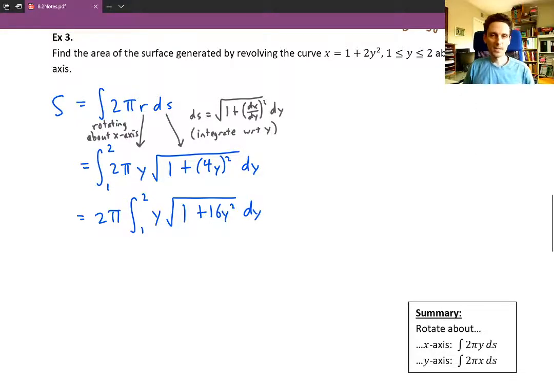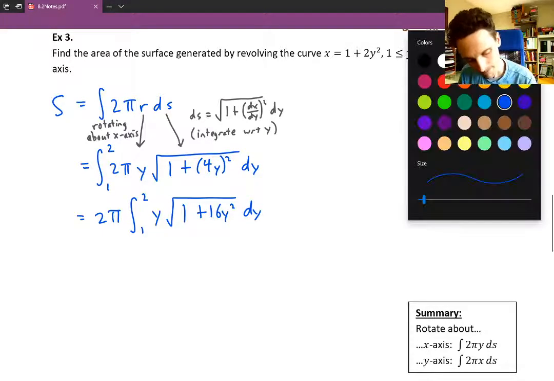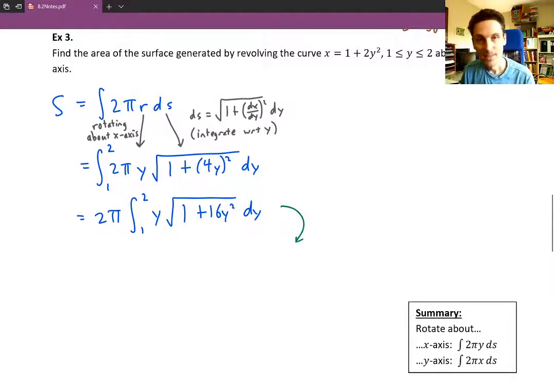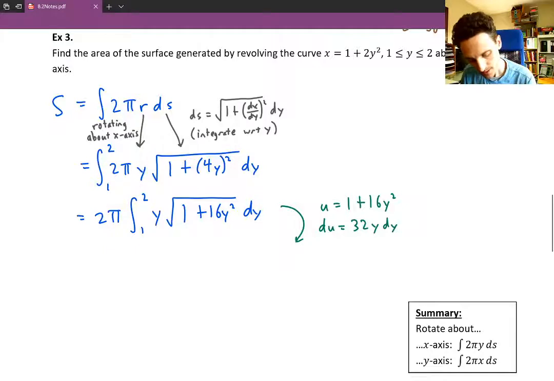Okay, what technique are we going to use to find the antiderivative here to finish off this integration? If you said substitution, that would be correct. So here we're going to let u equal 1 plus 16y squared. The du is 32y dy. Now we'll move the 32 over. We have 1 over 32 du equals y dy.